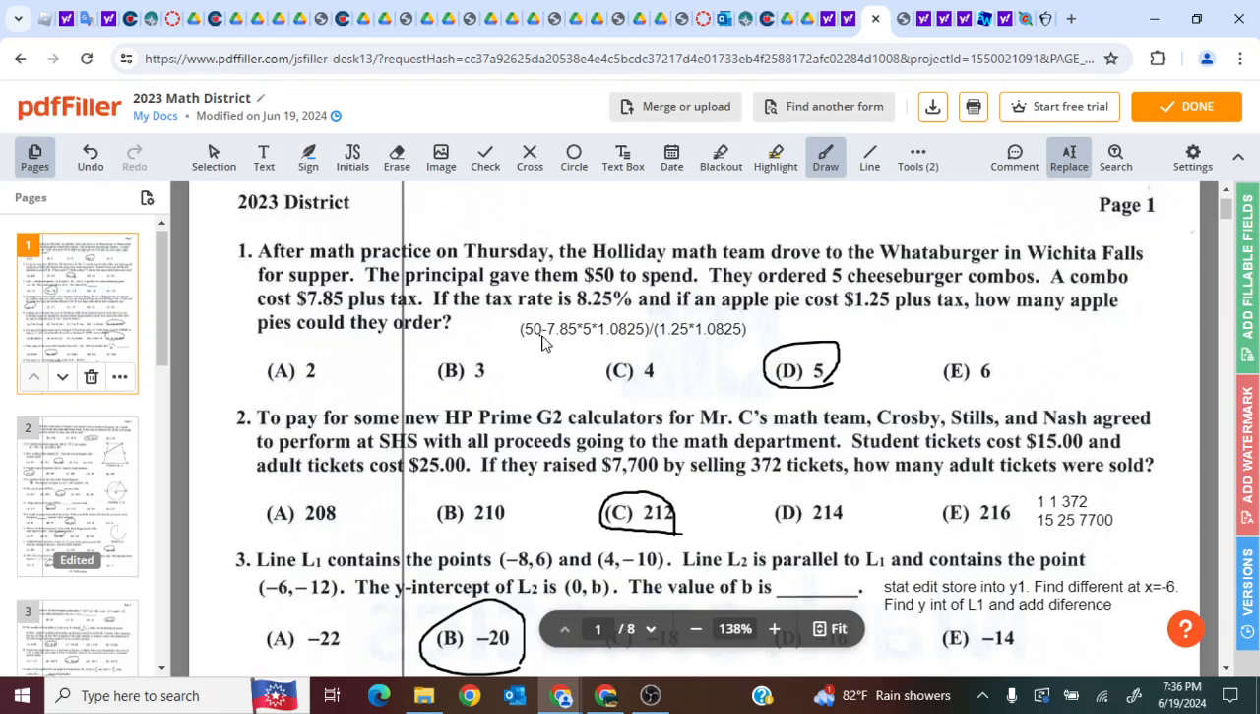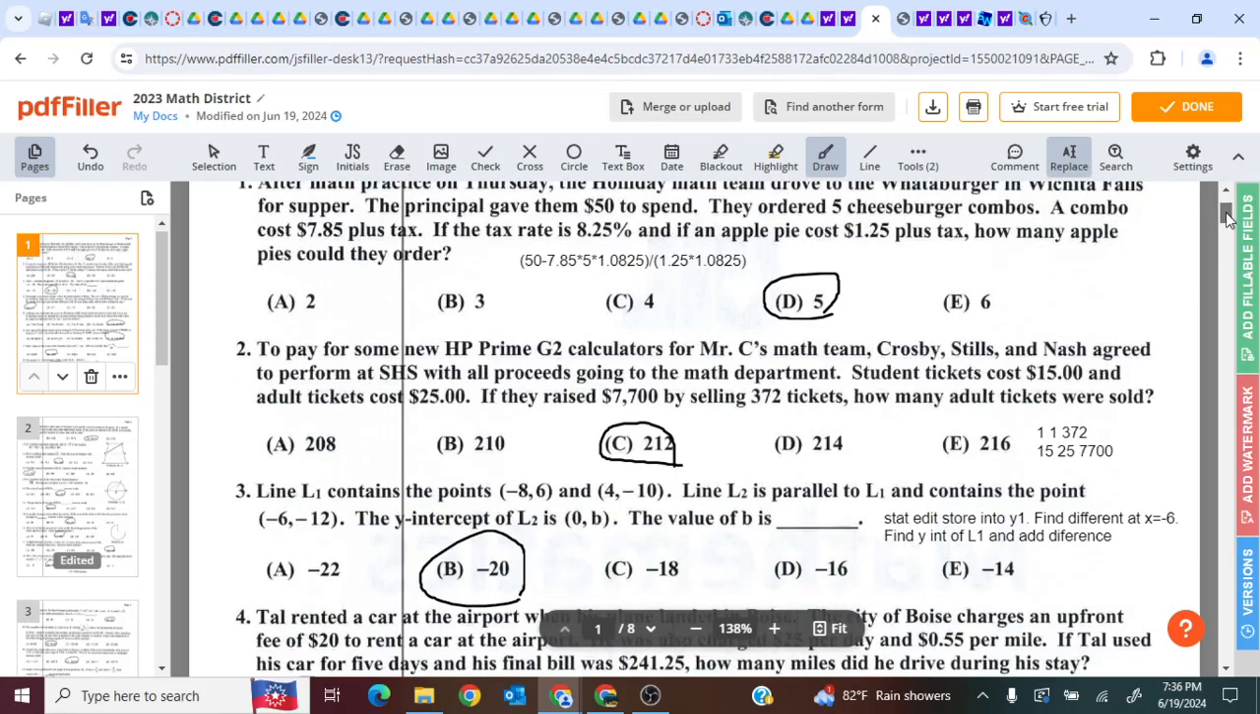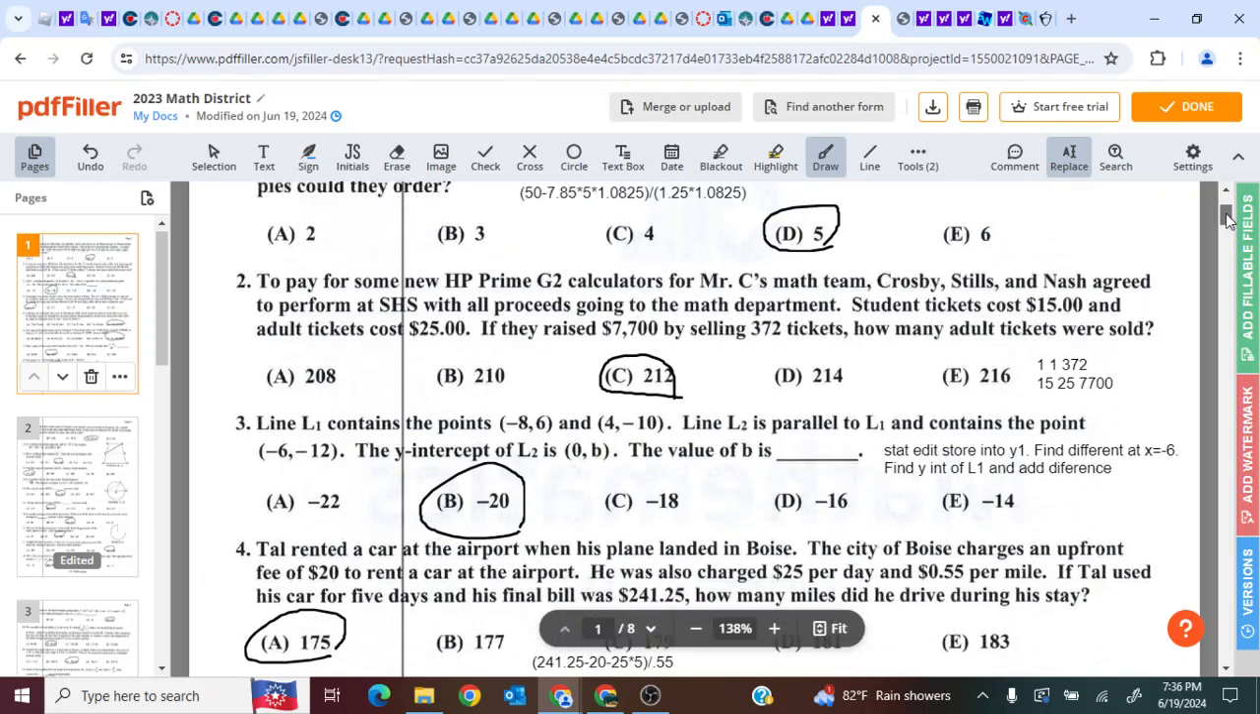Okay, first off, you have to figure out how much money they have left to spend on apple pies. So the $50 they gave them minus the 5 cheeseburger combos, then times the sales tax of 0.0825 plus the original, so 1.0825. Multiply by that, then you should have a small amount of money left that you can spend on apple pies, which have a price with tax included of $1.25 times your tax rate. And if you do that and round up, you will get a value of 5. Or sorry, you have to round down. My bad. Because you cannot buy fractional pies.